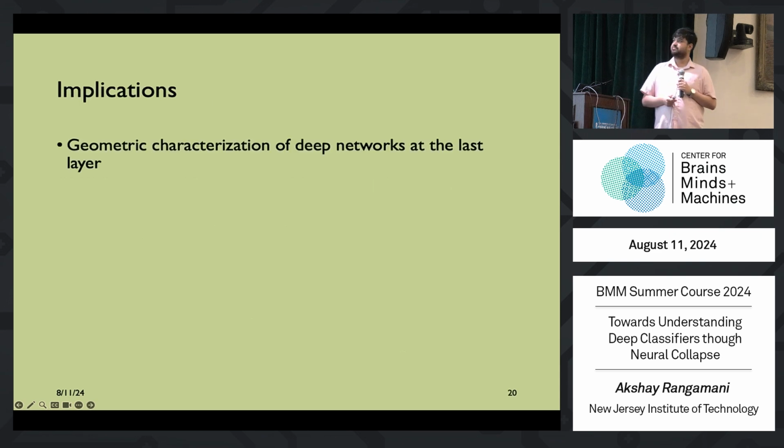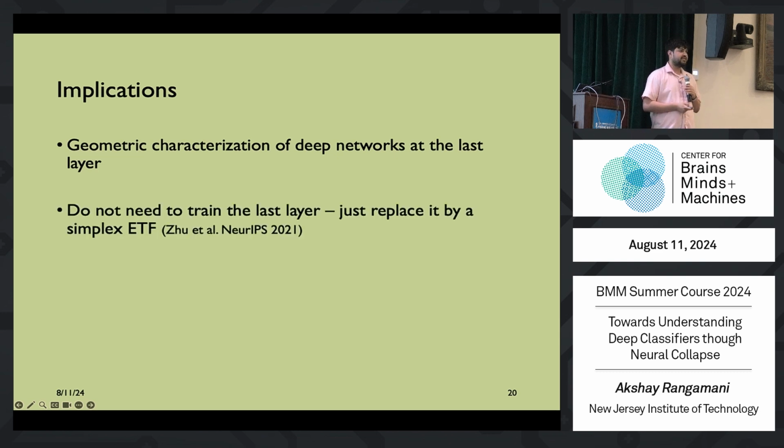So, what are some implications? We have a nice geometric characterization of deep networks at the last layer. I know this was essentially just like a linear model, right? So maybe that's not surprising, but it's intuitive. One implication of this is that you don't actually need to train the last layer. Just set it to be a simplex ETF, and you'll get a model that performs just as well.